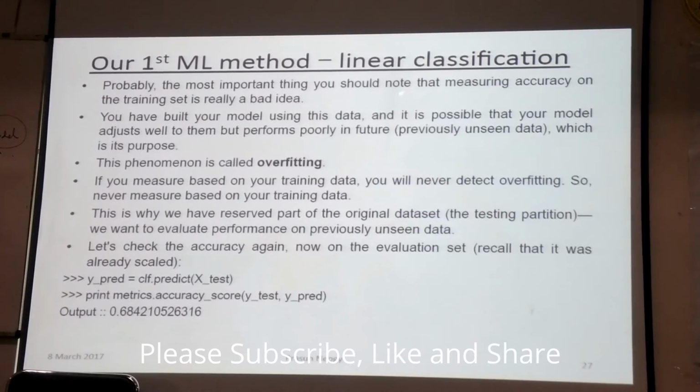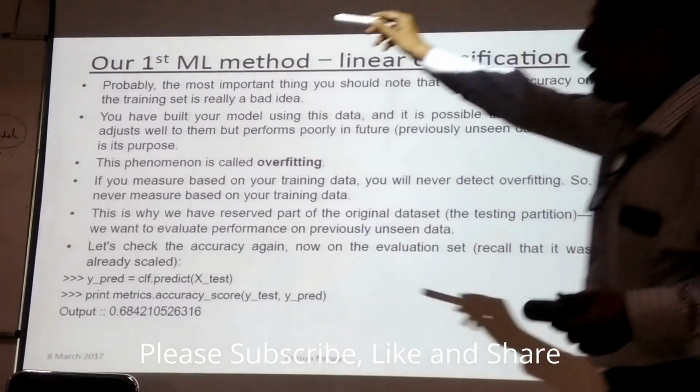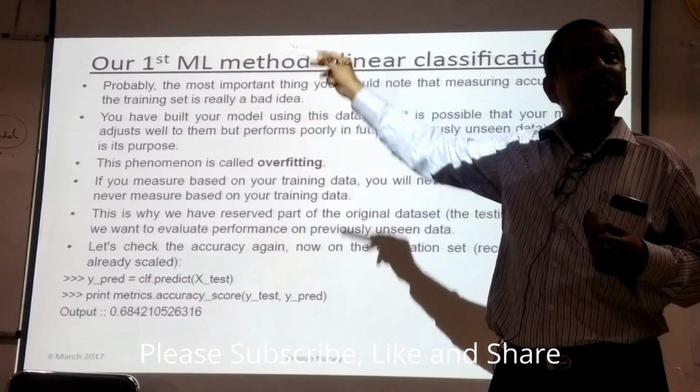The most important thing you should note is that measuring accuracy on the training set is really a bad idea. You have built your model using these data, so it is possible that your model adjusts well to them but performs poorly on future unseen data. This phenomenon is called overfitting. If I train on the data and predict with the same data, it's wrong. And that is the reason why we have split the train and the test.